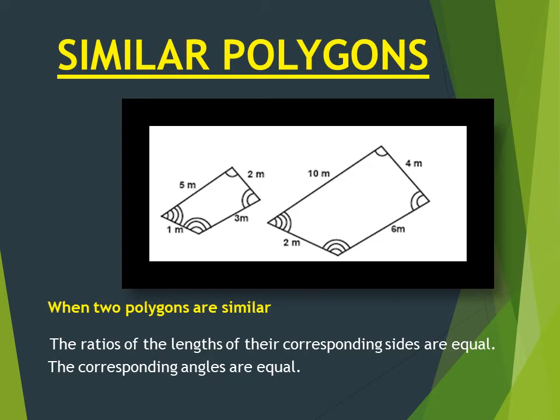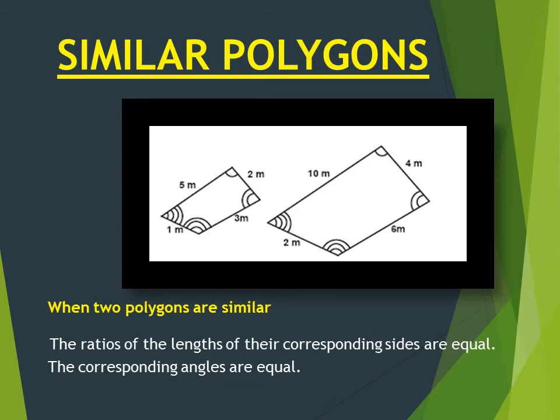And which is the third side? 2 meter. And what is the corresponding side of that in the second quadrilateral? 4 meter. 2 by 4. When you simplify it, it is going to be 1 by 2. And the fourth side of the first quadrilateral has 3 meter, and the corresponding side is 6 meter in the second quadrilateral. 3 by 6. When it is simplified, it is going to be 1 by 2. So all the corresponding sides are proportional.